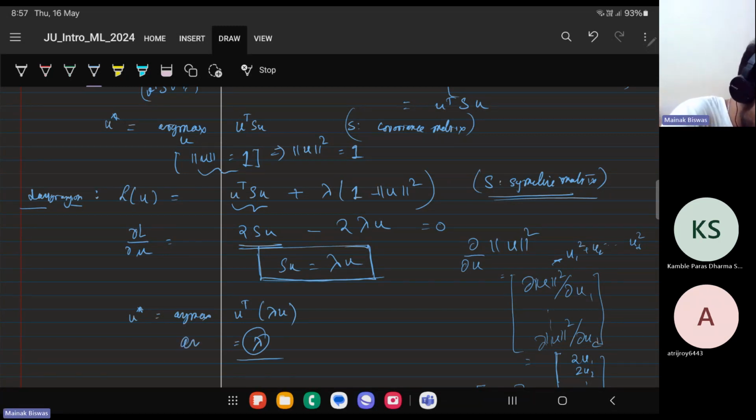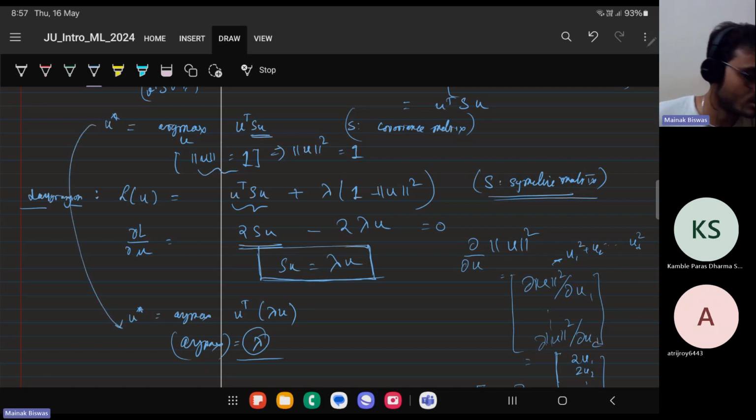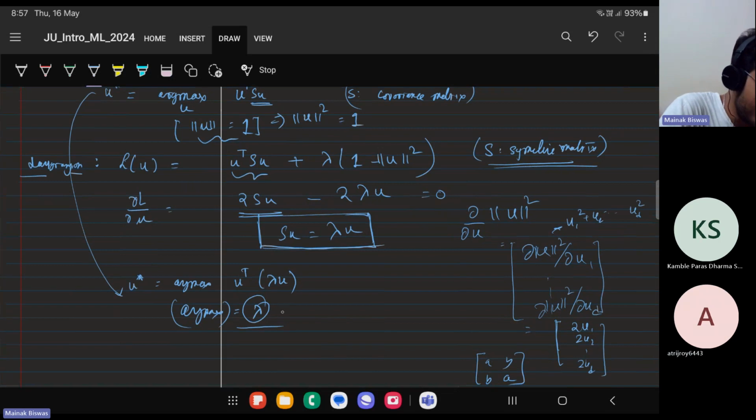So you have to argmax the lambda. Do you agree? Somehow I put Su equal to lambda u in this original equation. Do you follow? Yes. So I just put this. So when will this argmax be maximum? What is this equation? Do you recall?